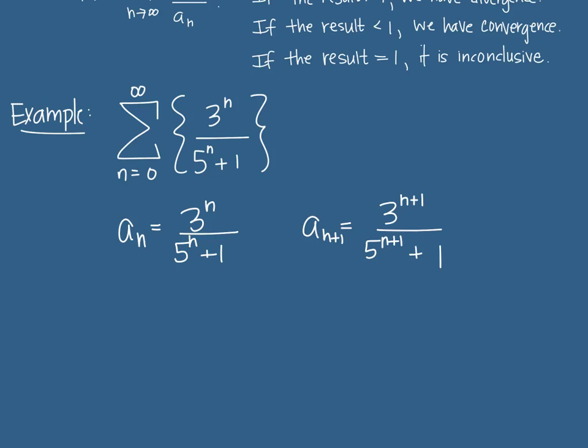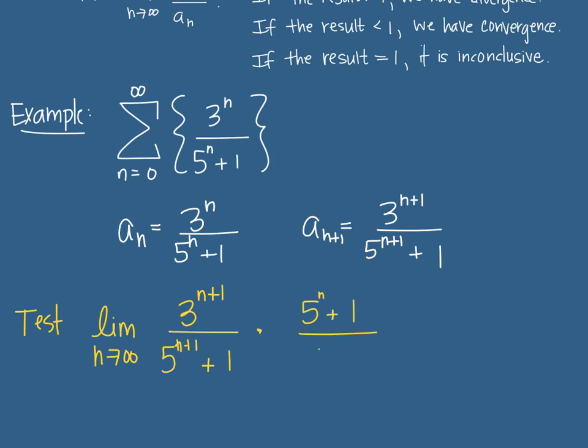I'm going to switch colors so we're doing our test. All right, here's our test. So we want to take the limit as n approaches infinity of the second term, 3 to the n plus 1 over 5 to the n plus 1 plus 1. And I want to multiply, instead of dividing it, by the reciprocal of the other, so 5 to the n plus 1 over 3 to the n.